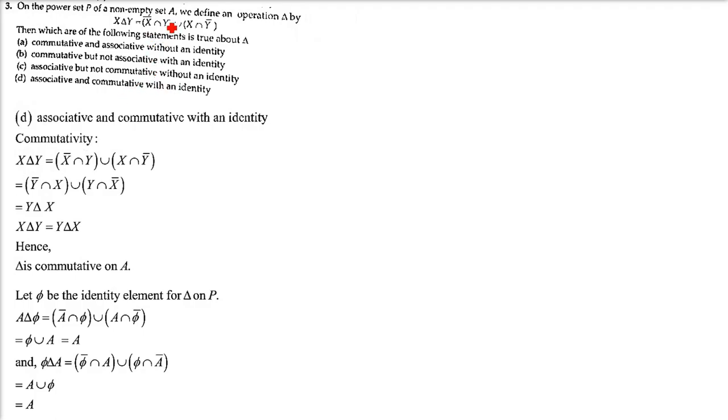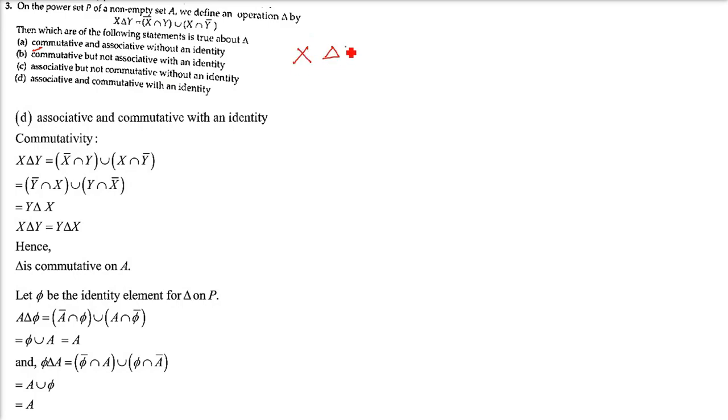Question number 3. On the power set P of a non-empty set A, we define an operation, this triangle, by X triangle Y equals... So we have to understand that this question is more related to set theory. All these operations, commutativity, associativity and identity, are being asked here one by one. The options are commutative, associative, not commutative, not associative, not identity. So we'll do them one by one: first the commutative part, then the associative part, and then the identity part.